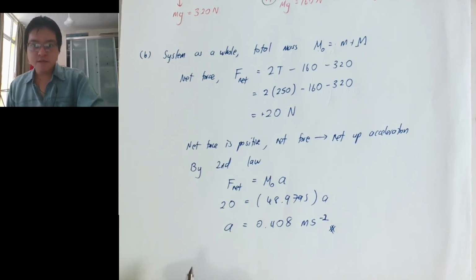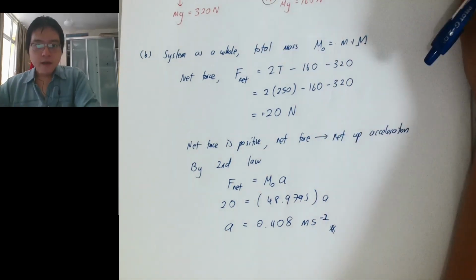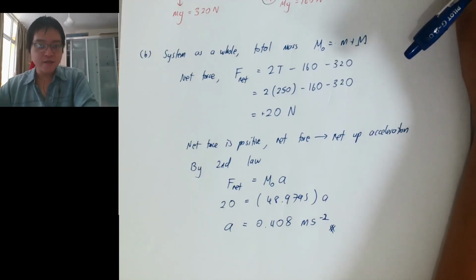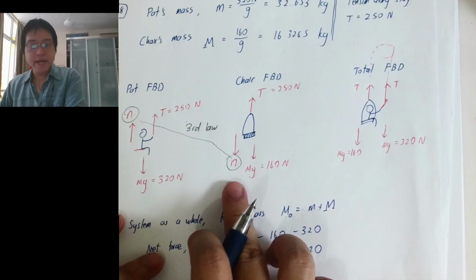So everyone understand the question? The final part is to find the force that Pat exerts on the chair. Just need to find the normal force, the N. So now we want to determine N. At this stage, N is unknown.